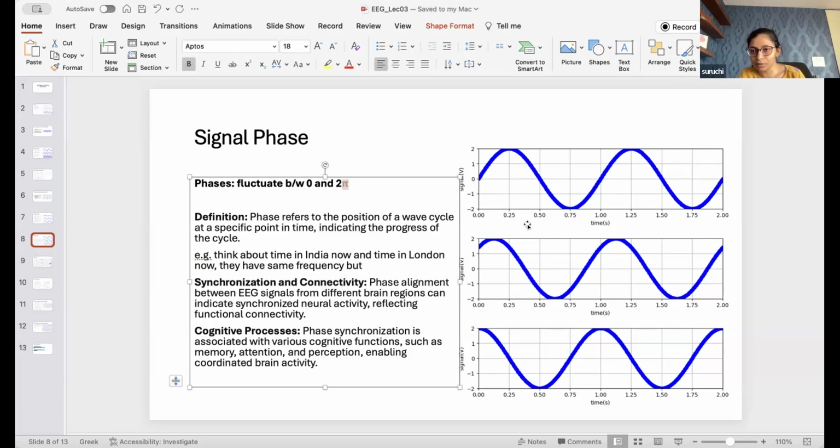Three things are important. Amplitude and frequency you understood. This is phase. So what it means is, if I have, let me think about an example. Trying to think of a normal example.